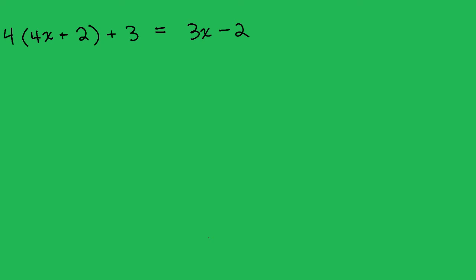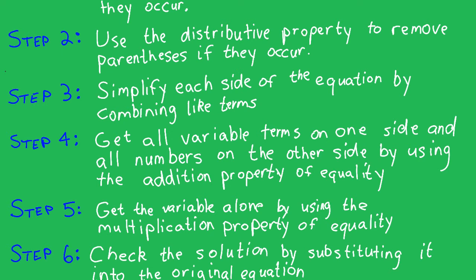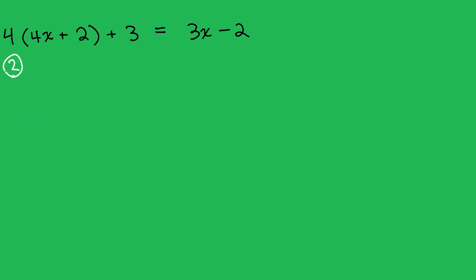So remember, step 1 only applies for fractions, so we can just skip that here and go on to step 2, which is, I'll scroll back up here to make sure you guys see it, use the distributive property to remove parentheses if they occur. So we're going to do that here, and I'll circle step 2. And so we've got 4 times 4x is 16x, 4 times 2 is 8, plus 3 equals 3x minus 2. So that's step 2.